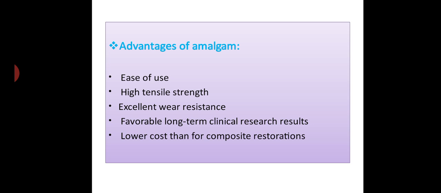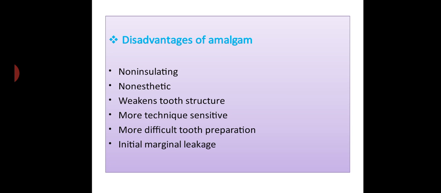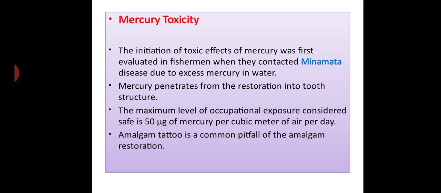Advantages of amalgam: ease of use, high tensile strength, excellent wear resistance, favorable long-term clinical research results, and lower cost than composite restorations. Now disadvantages of amalgam: non-insulating, non-aesthetic, weakens the tooth structure, more technique sensitive, more difficult tooth preparation, initial marginal leakage. Mercury toxicity: the toxic effect of mercury was first evaluated in fishermen who contracted Minamata disease due to excess mercury in water. Mercury penetrates from the restoration into the tooth structure. The maximum level of occupational exposure considered safe is 50 micrograms of mercury per cubic meter of air per day.